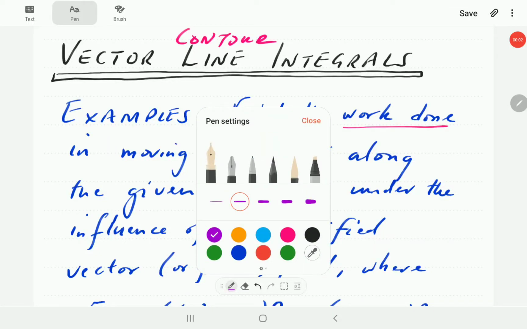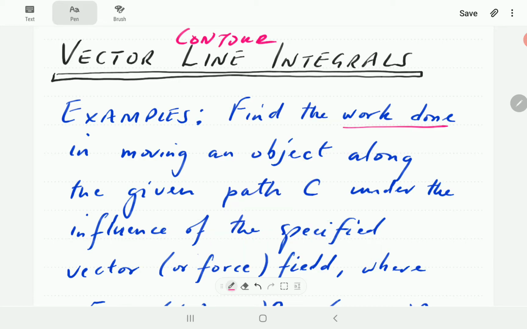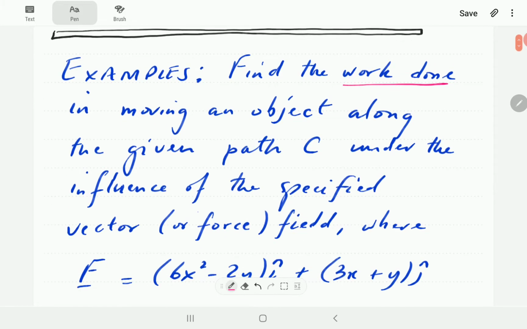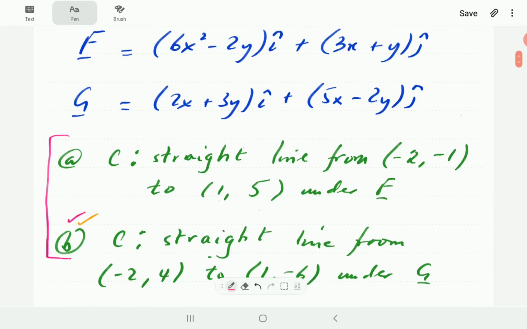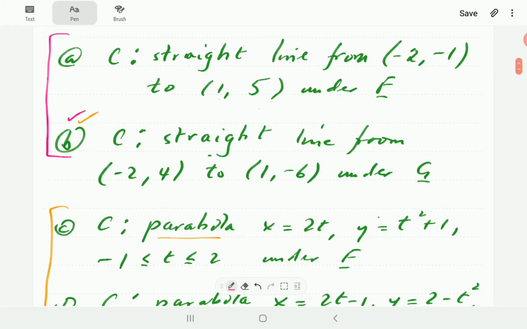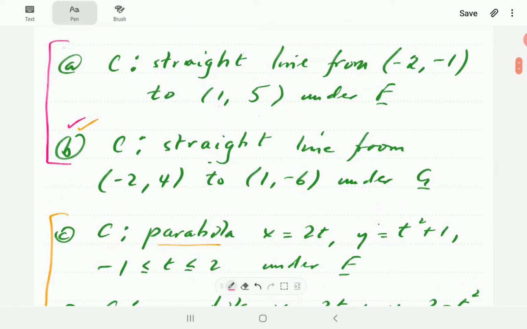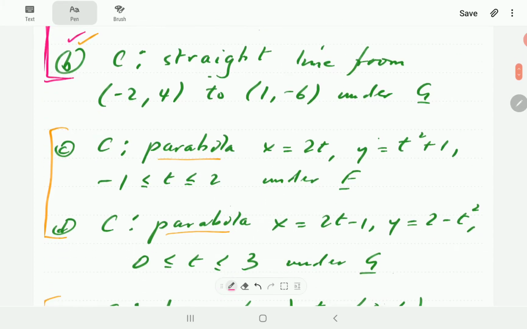Okay, in this part 2, in a series of videos on line integrals, vector line integrals, we're going to be continuing with working through some examples that we started in part 1. So in part 1, we worked through A and B. We are now going to look at example number C.